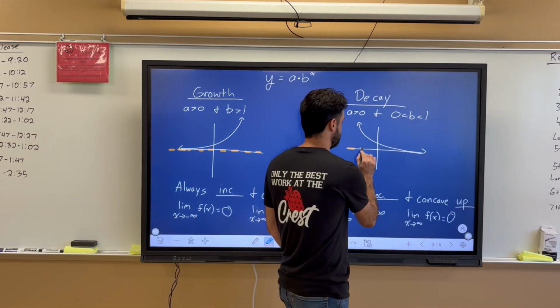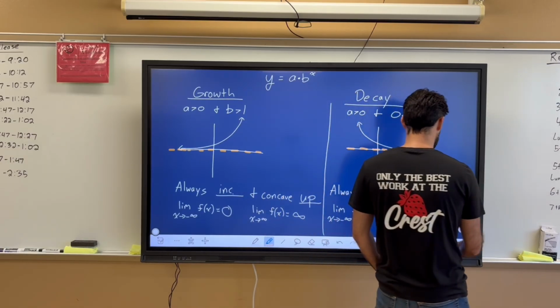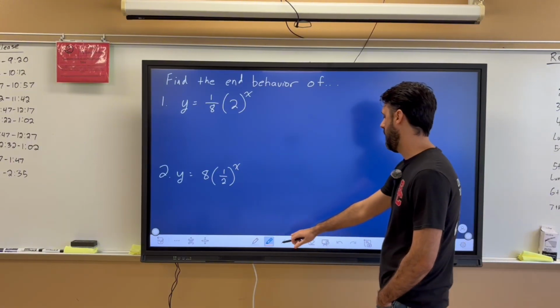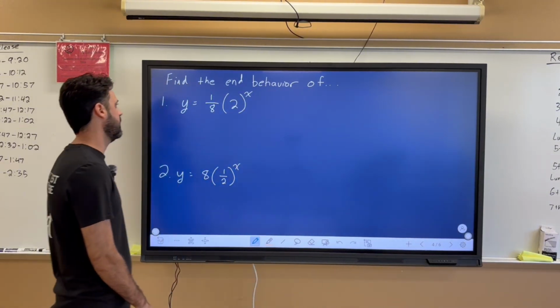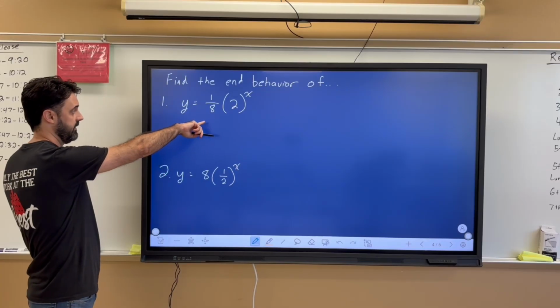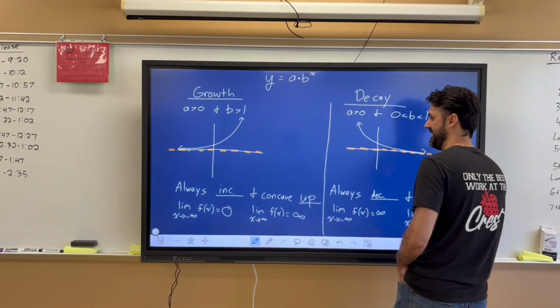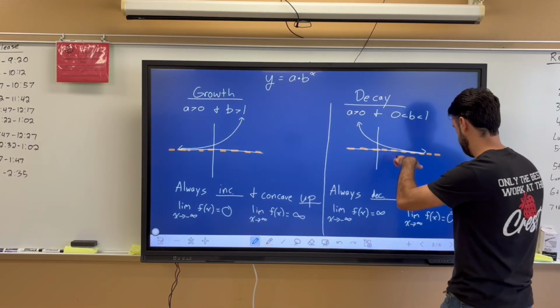And same thing right here. The graph is getting closer to 0 as we move to the right. All right, so a couple questions here, and then there's one we're going to graph at the end. But find the end behavior of this function. And so really all we have to do is figure out, is it this graph or is it this one?